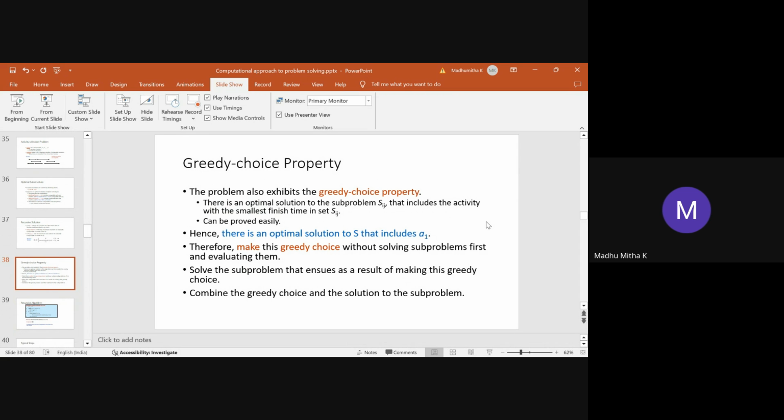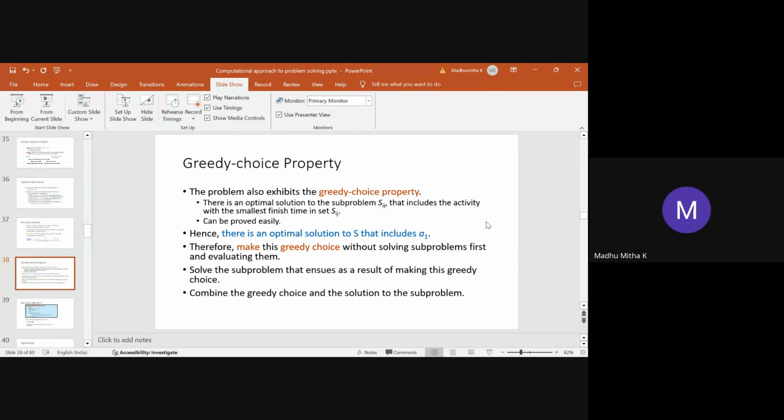So, there is something called the greedy choice property. This is nothing but an optimal solution to the subproblem of S_ij. Here, i and j are the starting nodes and the ending nodes. So here, the activity with the smallest finish time in the set S_ij is given to each subproblem to calculate the greedy choice property. So this can be proved easily. There are also some other optimal solutions of S that can be included in alpha 1. So this greedy choice of the subproblem can be evaluated or upgraded.